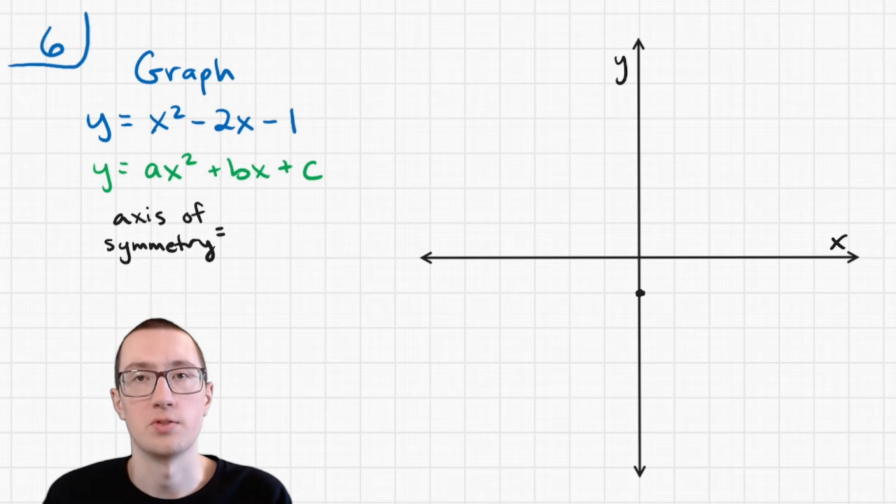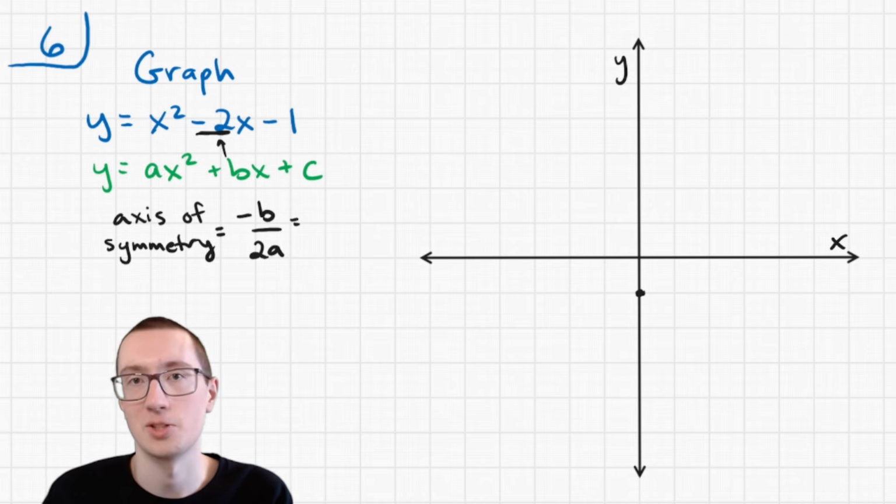So how do we find our axis of symmetry? Well, the formula for the axis of symmetry, and this is something that you're just going to have to remember, it's always negative b over 2a. So in this case, we have to figure out b. B is negative 2, but it's negative b. So that's negative negative 2, which 2 negatives make a positive, so that's just 2.